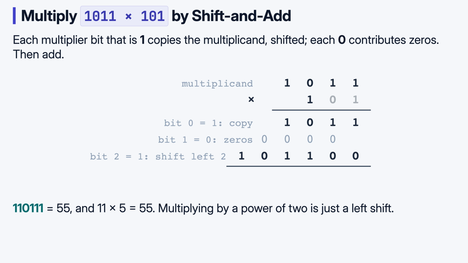Bit 2 is 1, so we copy the multiplicand shifted left by 2 places, 101100. Now add the partial products. The result is 110111, which is 55, and 11 times 5 is 55. The trick is that multiplying by a power of 2 is just shifting left, adding zeros on the right.